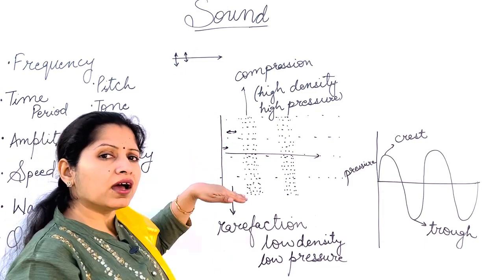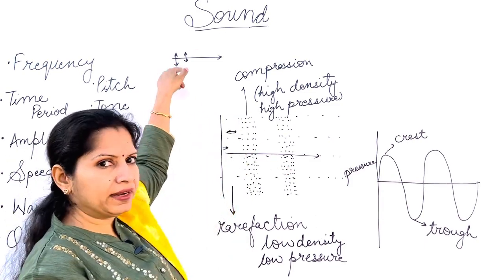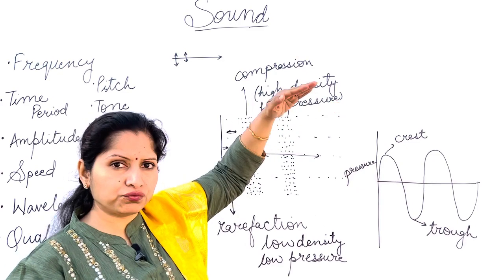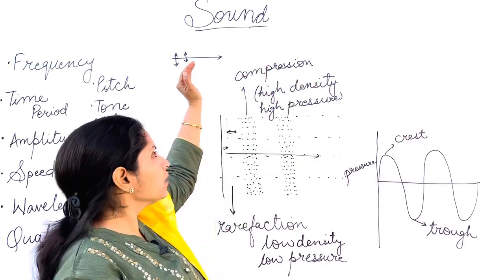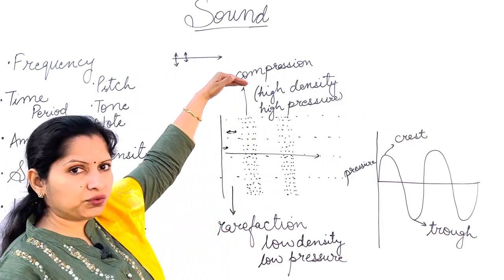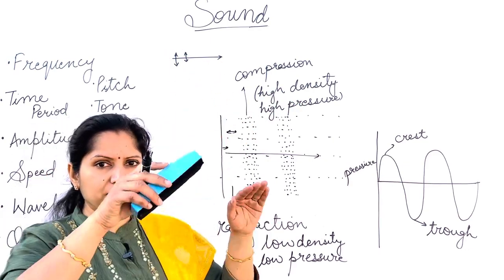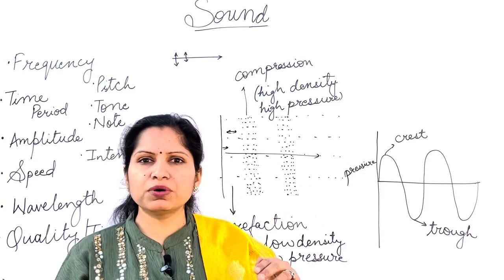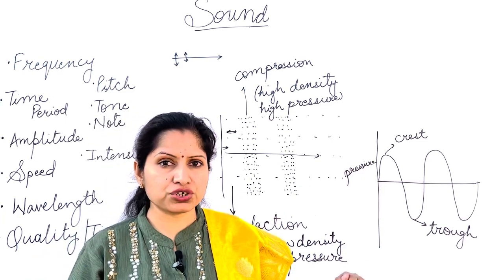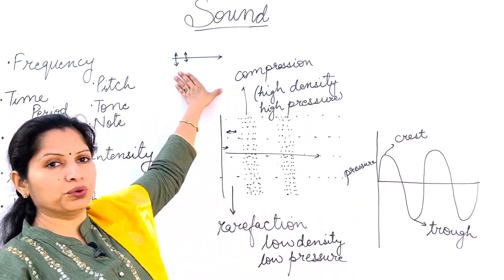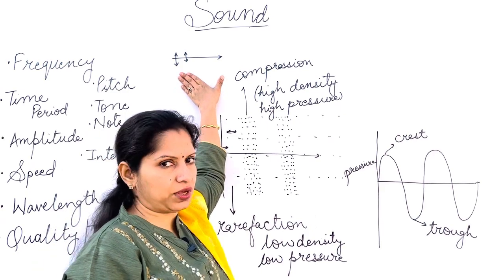They are just moving up and down, perpendicular to the direction of motion of the wave. So if a wave is traveling in the forward direction and the particles are just vibrating up and down, that is perpendicular to the direction of propagation of the wave, such waves are known as transverse waves.